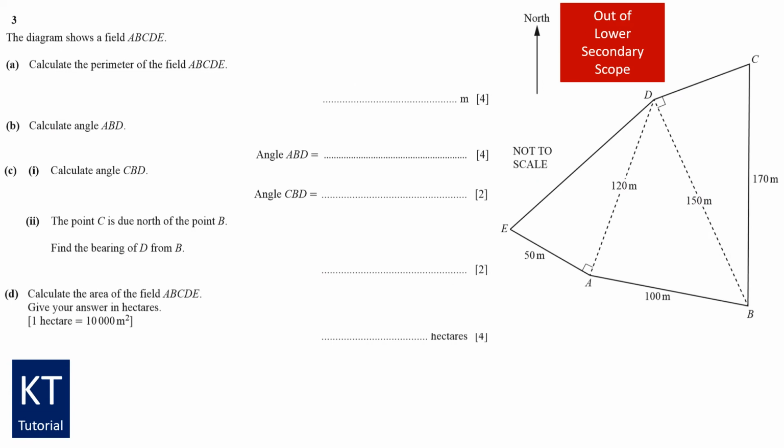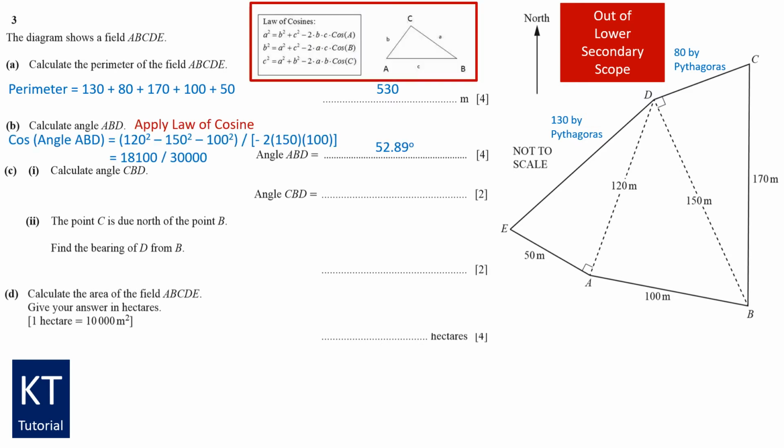Question 3. The diagram shows a field ABCDE. Calculate the perimeter of the field ABCDE. By identifying ED and DC using the Pythagoras formula, the perimeter is the sum of its 5 sides. Next, calculate angle ABD. Apply the law of cosine to obtain the angle ABD.